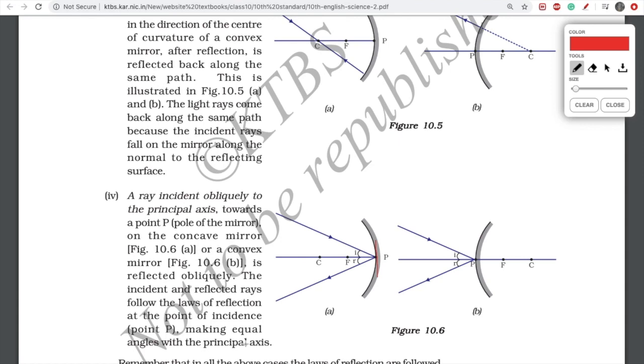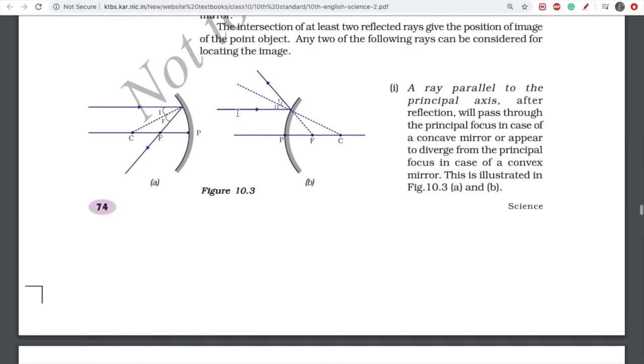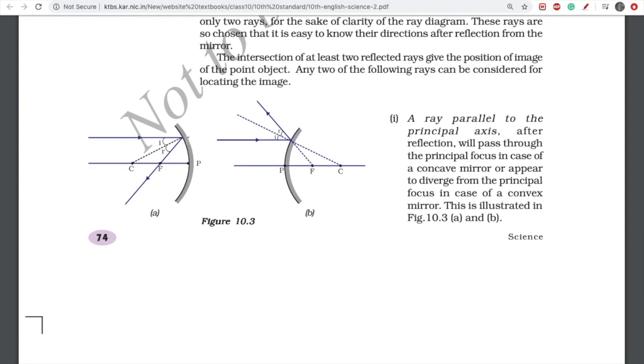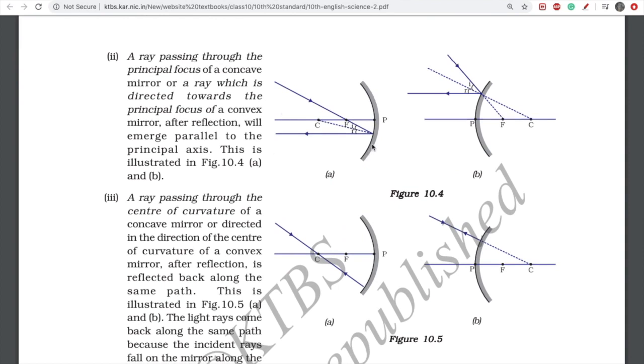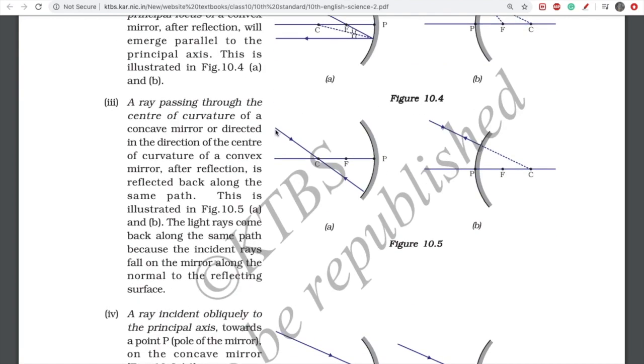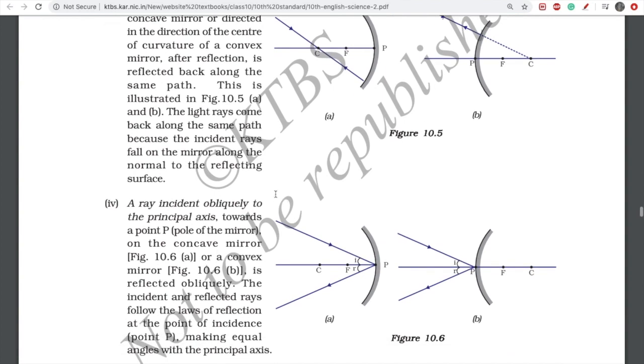They're actually pretty simple. Now because we know the laws of reflection, we can easily figure it out. What are they? If it is traveling parallel to the principal axis, it will get reflected and it will touch the focus. Second one, if it is traveling through the focus, after reflection it will become parallel. Third one, if it goes through the center of curvature, then it will reflect back, correct? Then similarly, a ray incident obliquely towards the principal axis will obviously get reflected like this. So these are the 4 rules.